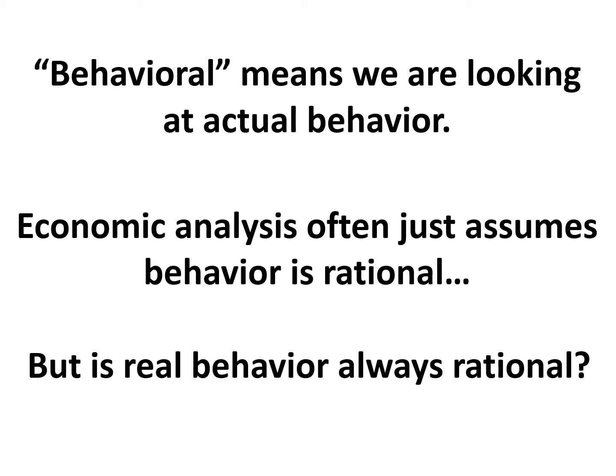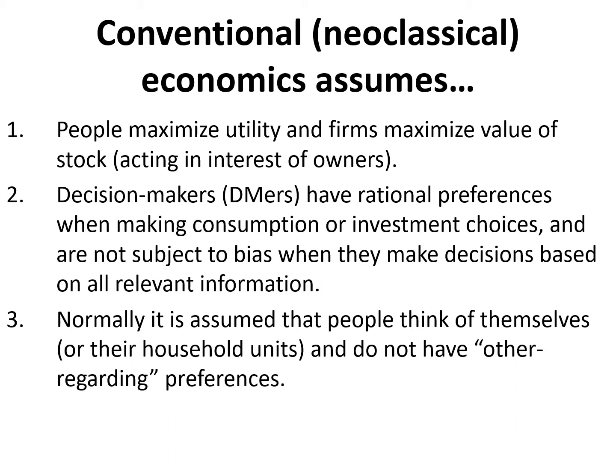But first, let's talk about the basic economic paradigm, sometimes called neoclassical economics or conventional economics, and what's behind it, what's being assumed by this approach. Well, it's assumed that people, individuals, maximize utility, satisfaction, or happiness, and that firms maximize the value of their stock, and that they're acting in the best interests of the owners of the firm. So decision makers, or DMers for short, have rational preferences when making consumption or investment choices, and there's no bias. They're using all the information at their disposal, and decisions are unbiased.